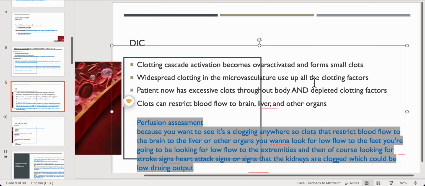Perfusion assessment, because you want to see if it's clotting anywhere, so clots that restrict blood flow to the brain, to the liver, or other organs. You want to look for low flow to the feet. You're going to be looking for low flow to the extremities, and then of course looking for stroke signs, heart attack signs, or signs that the kidneys are clogged, which could be low urine output.